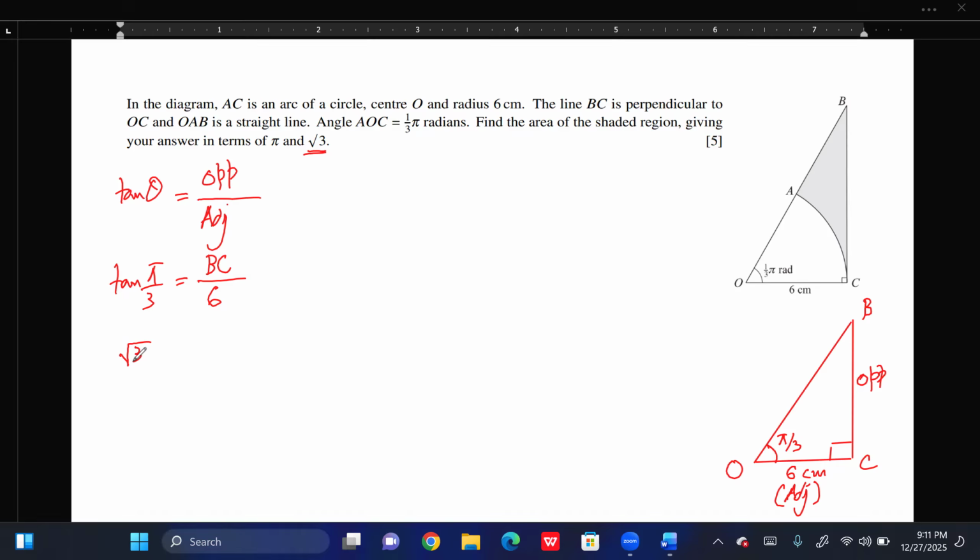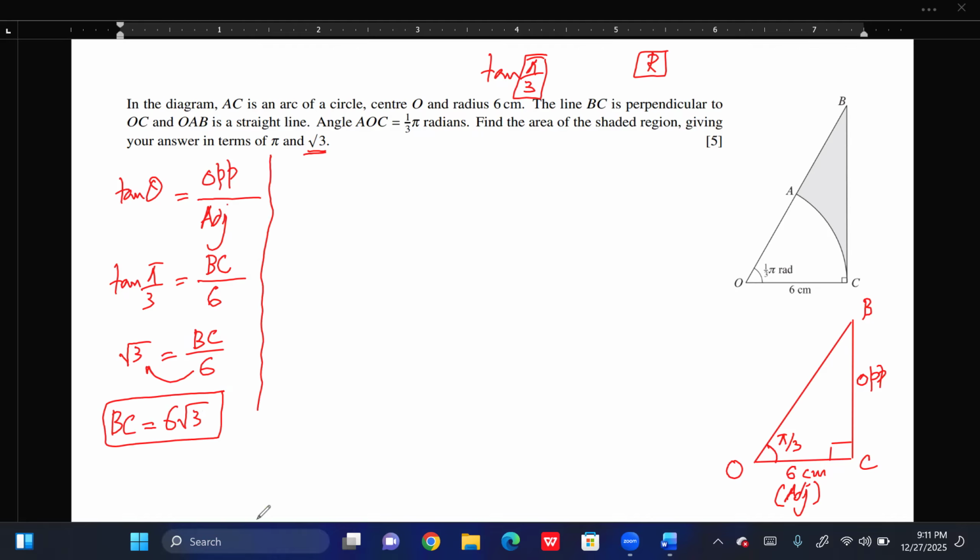Remember, when you use the calculator for tangent, the angle is in radians. That's why your calculator mode should be in radians. On the top of the screen of the calculator, there should be an R, which tells you that your calculator is in radian mode. So you're going to have root 3. Since I'm looking for the length of BC, I will move the 6 over there, times root 3. So BC is going to be 6 square root 3, which is also the height of the triangle.